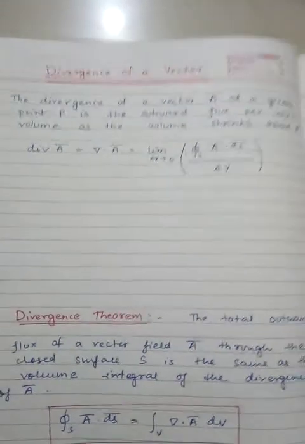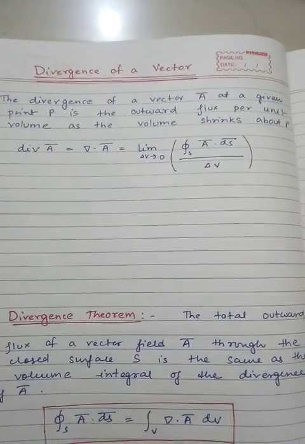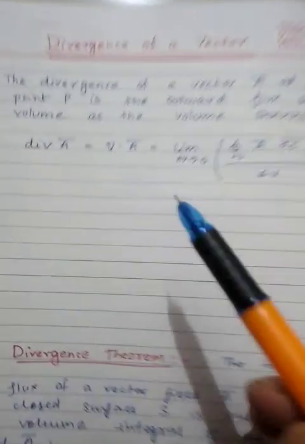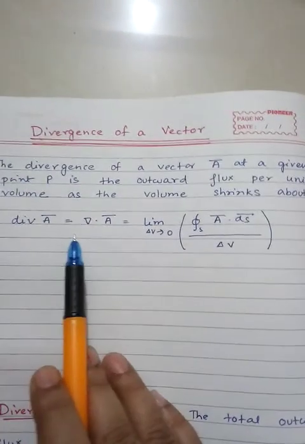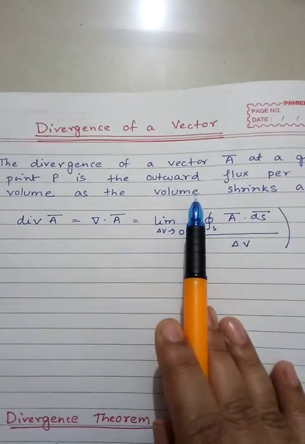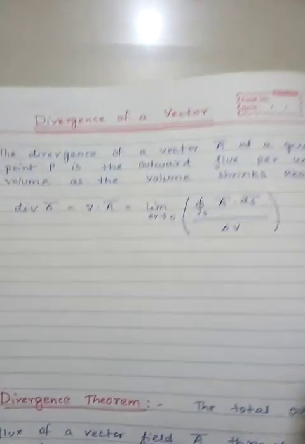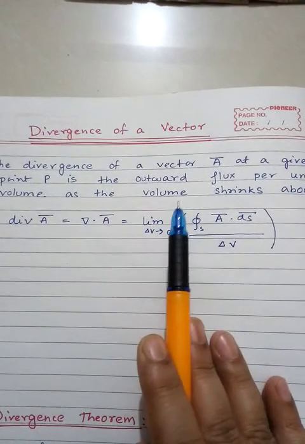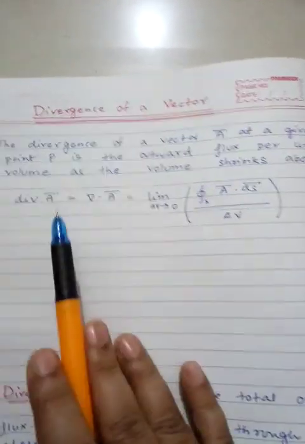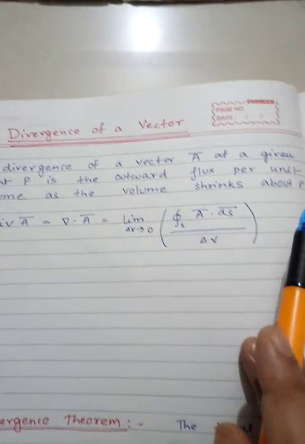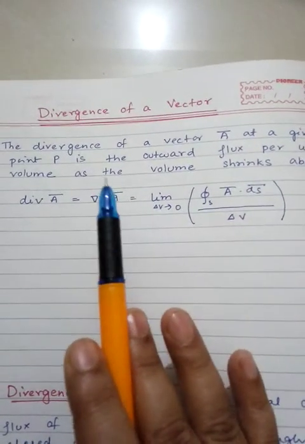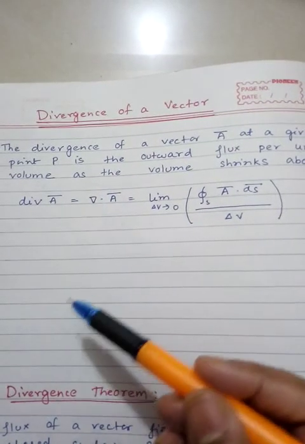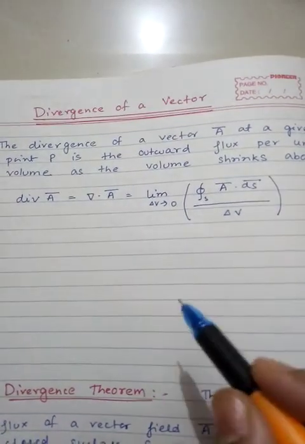Good morning, students. Today we will study a very important thing, that is divergence of a vector. Okay. Now what is a divergence of a vector? Definition wise, divergence of a vector A at a given point is the outward flux per unit volume as the volume shrinks about the point P. Divergence simply means flux coming out of a point or going into a point.